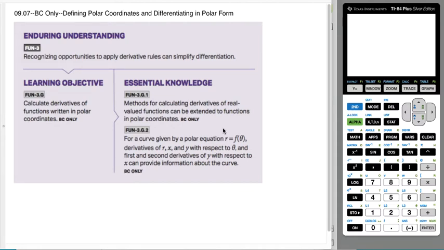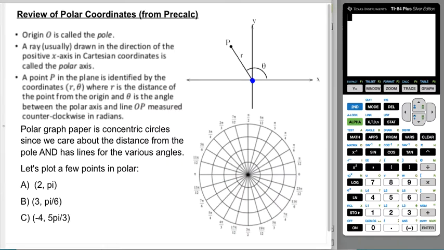All right, this is AP BC Calculus. We are doing Unit 9, Section 7, which is a BC only topic. We're defining polar coordinates and differentiating polar forms. So let's do a quick review about polar.